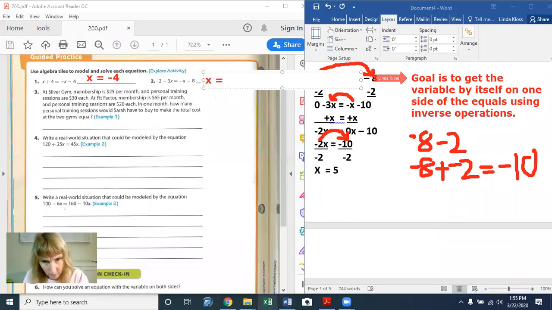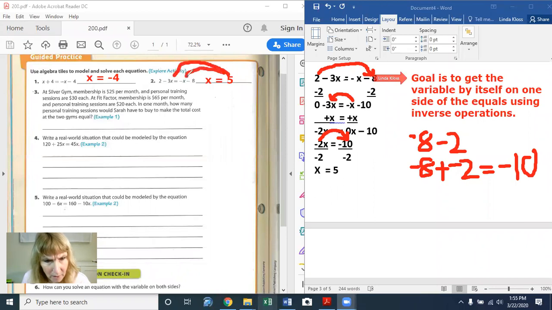X equals 5. By the way, if I wasn't sure if I did that right, I could plug 5 back into all the spots where there's an x in the problem and see if I end up with a true statement after calculating that out. And if I do, then I know I got the right answer for x. So just wanted to bring that up. You can always check your work.